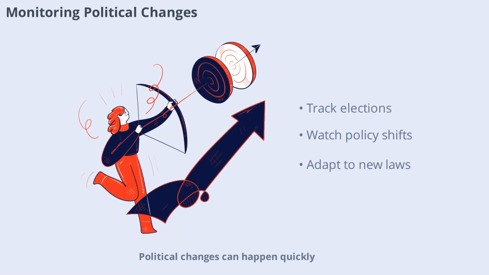Political changes can happen quickly and have far-reaching effects on businesses. Monitoring elections, policy shifts, and international relations is essential for anticipating risks and opportunities. Companies that stay informed about political developments can adjust their strategies, ensuring compliance and taking advantage of favorable conditions. Political monitoring is a continuous process that requires vigilance and adaptability.